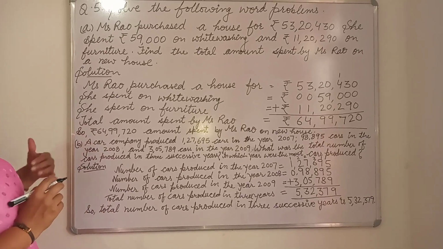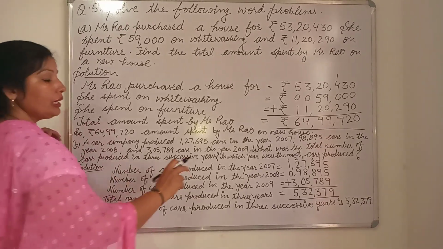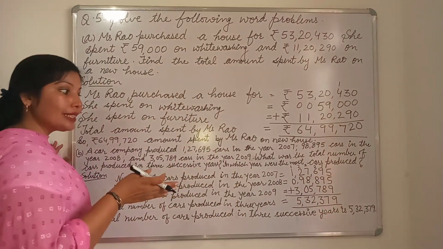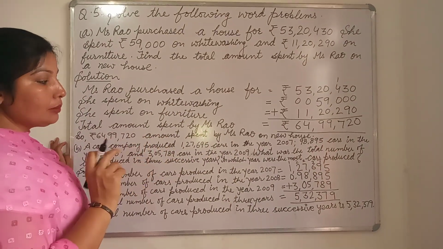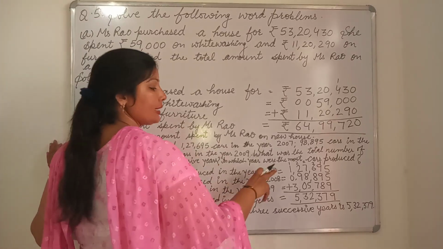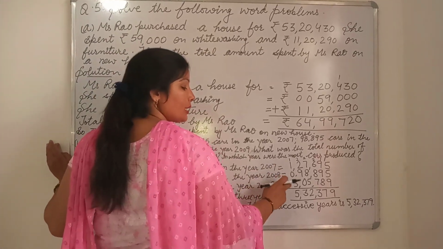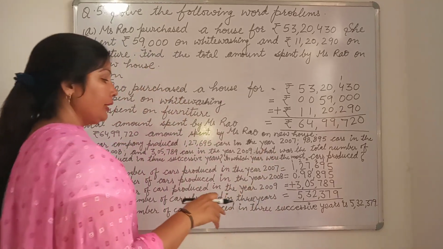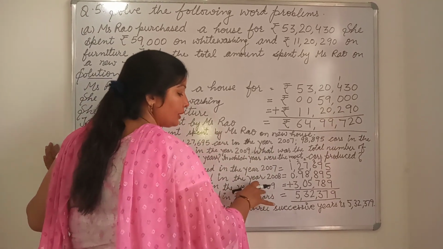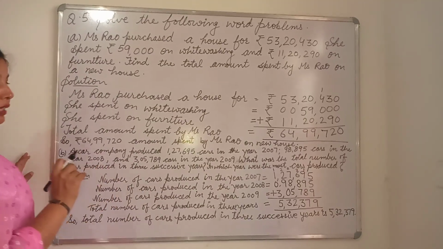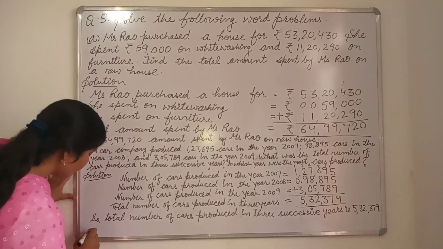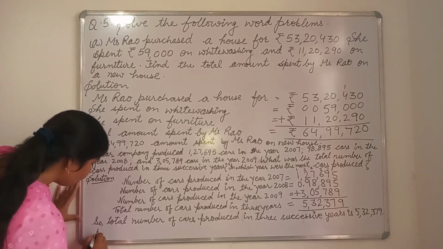Okay. Then one more question is asked here. In which year were the most cars produced? So now you will check in which year the most. So you can see that here is 1 lakh, there is no lakhs and there is 3 lakhs. So 3 lakhs is the maximum number, and in which year is that? In 2009.